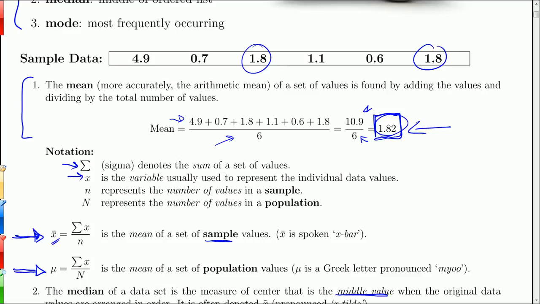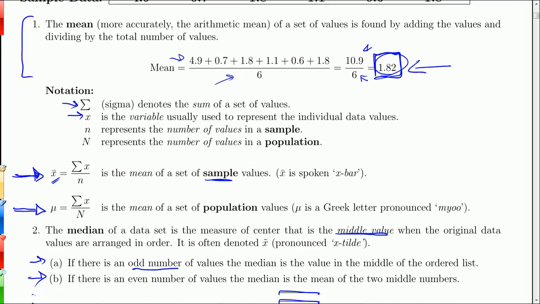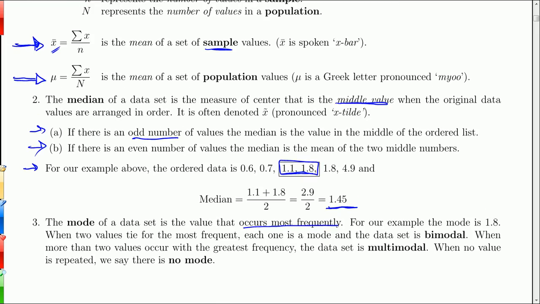Suppose this was a 1.3, suddenly there wouldn't be a mode, and we'd call that no mode. And if we had a tie for the most frequently occurring value, you'd have two modes, and that's called bimodal, and when you have more than two modes, it's called multimodal.